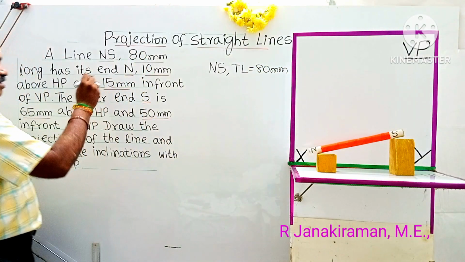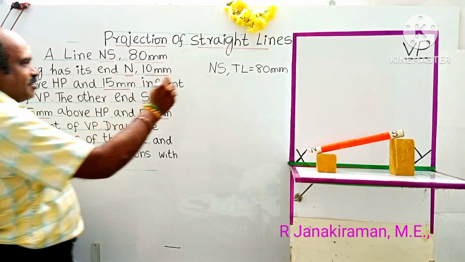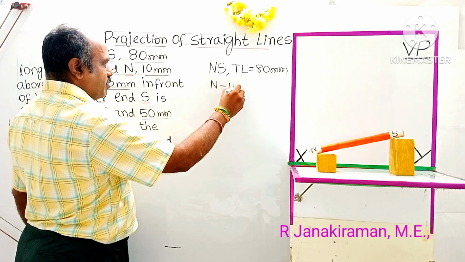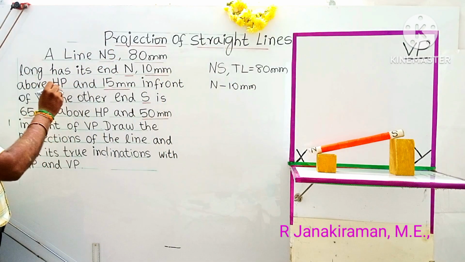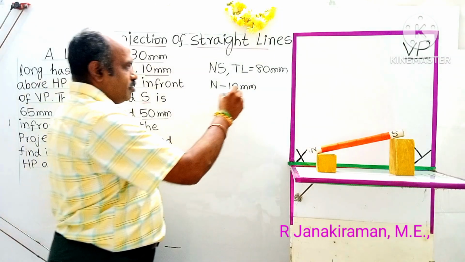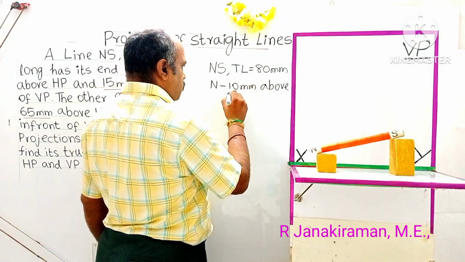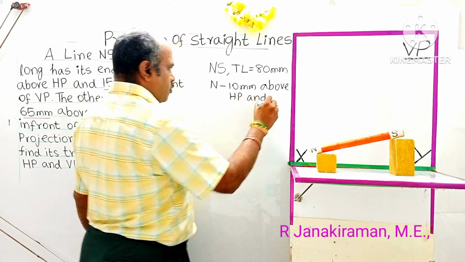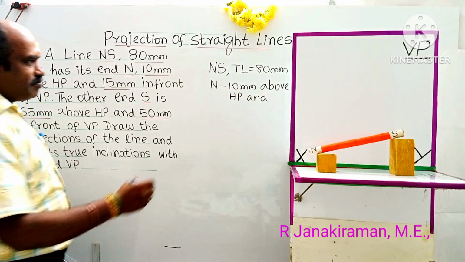Further, you read what is given. As its end N is given as 10 mm above HP. And further it is given that it is 15 mm in front of VP.